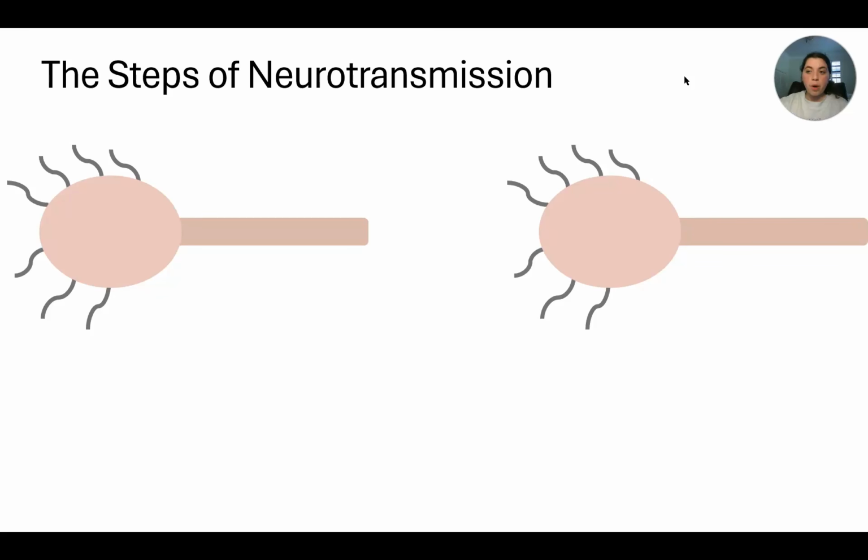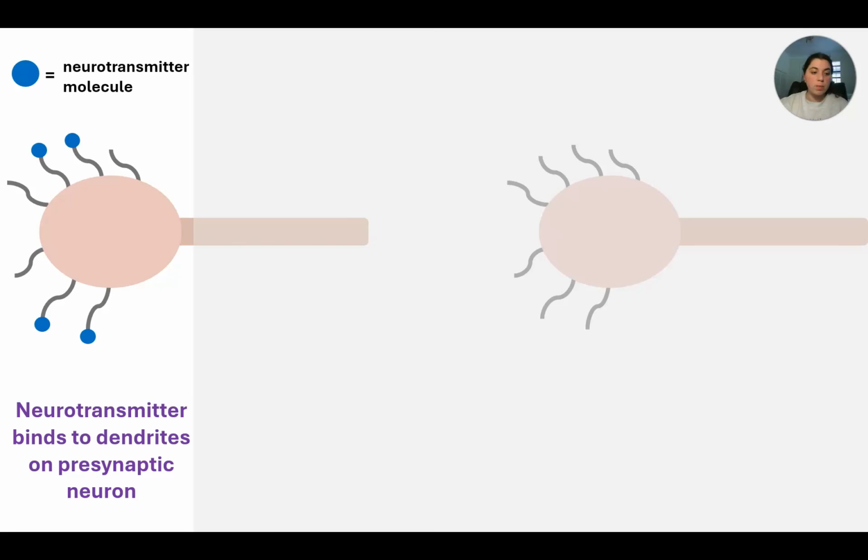Neurotransmission is made up of both chemical and electrical processes. Basically, your brain uses a combination of both chemicals and resulting electrical signals in order to communicate. So the first step of neurotransmission is neurotransmitters binding to dendrites on the presynaptic neuron. I'm going to go ahead and break down that statement a little bit.